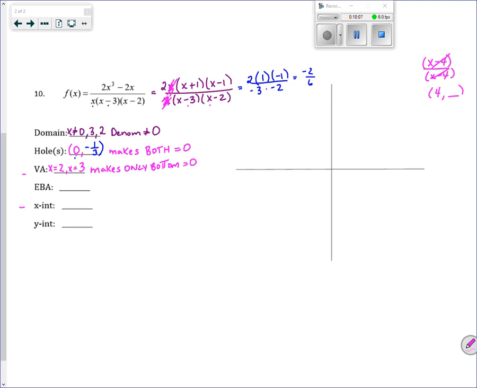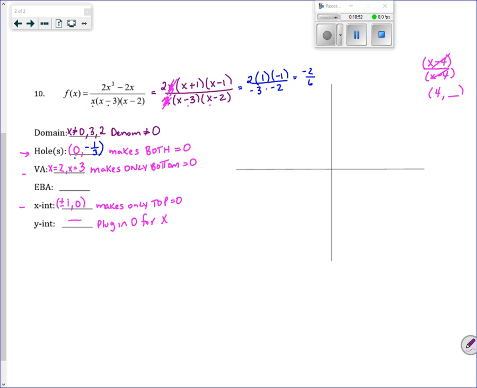Now I'm going to skip the EBA for just a minute. The x-intercepts are what makes only the top equal to 0. So again, I've already done my canceling for the holes, and just for the ease of space, I'm going to put plus and minus 1 comma 0. Now the y-intercept, you're going to plug in 0 for x. However, the second I wrote that there is a hole at 0, I know I'm not going to have a y-intercept, because a y-intercept is a closed dot. So if I have a hole at 0 or a VA at 0, I'm not going to have a y-intercept, but that's how you get it.